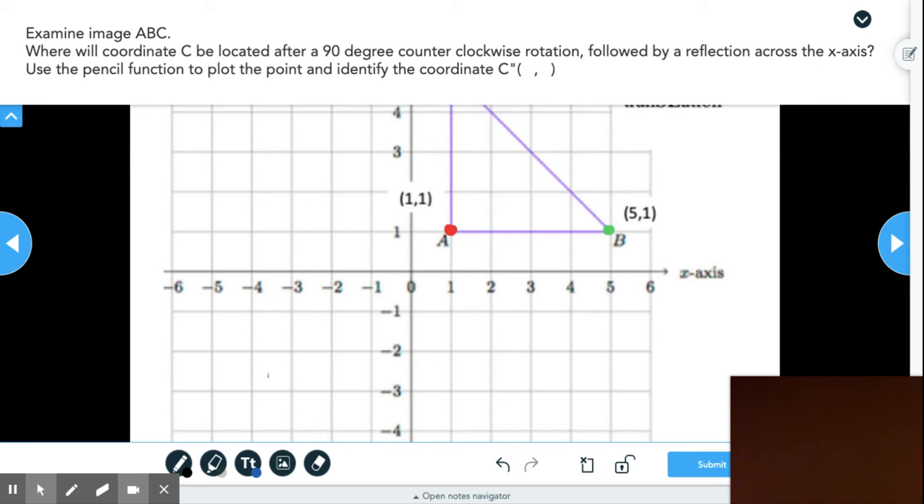All right, let's check your work. You were asked to identify coordinate C after a 90-degree counterclockwise rotation, followed by a reflection across the x-axis. Let me write that down. 90-degree counterclockwise rotation, followed by a reflection across the x-axis. All right, and I have to be cautious that we're only focusing on coordinate C.